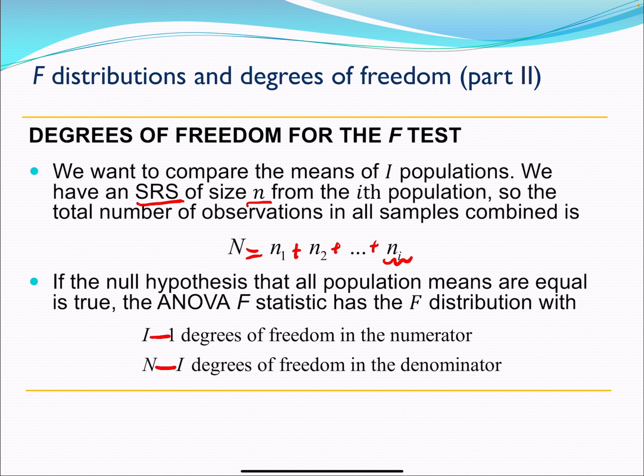So if I have, like with my flowers, my numerator would be 2 because it's 3 minus 1. And for the denominator, I'd need to add up the size of each of those samples and take away I. So take away 3, like taking away 1 from each population.